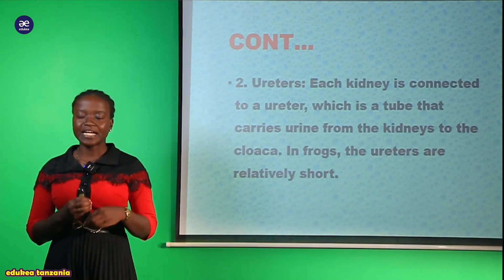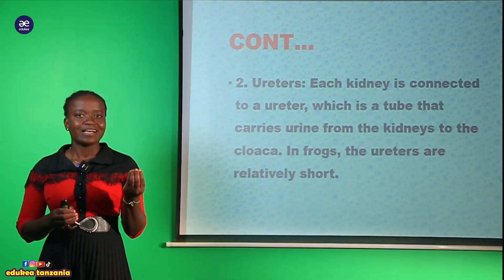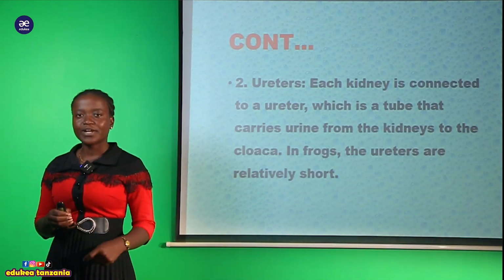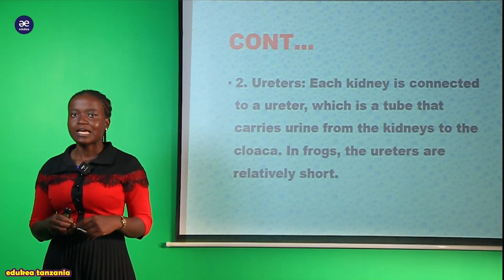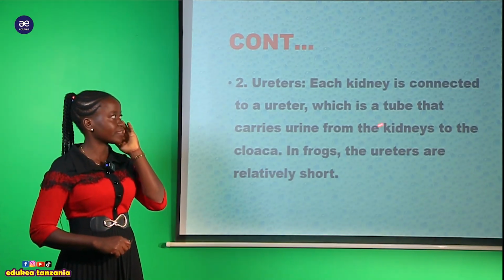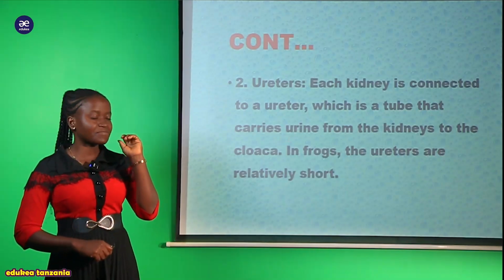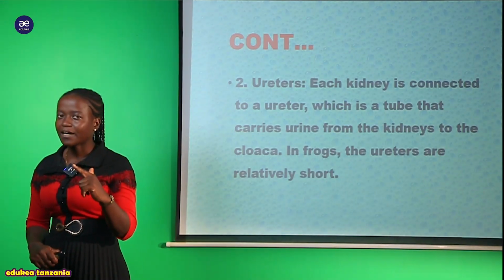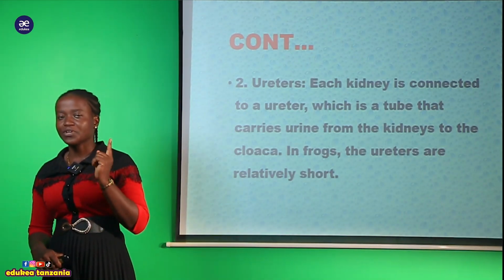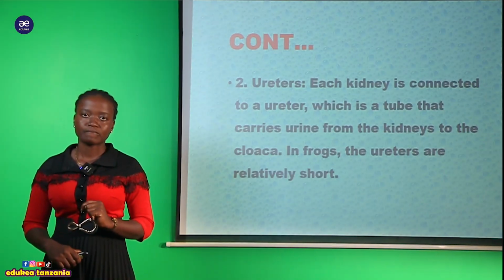So wanayo ile ureter structure, lakini inakuwa ni fupi sana. Lakini sasa kazi ya ureter ndani ya female frog is only for the transportation of the urine. Tunasema ina carries urine from the kidney to the cloaca. That is the only function of the ureter within the female frog.